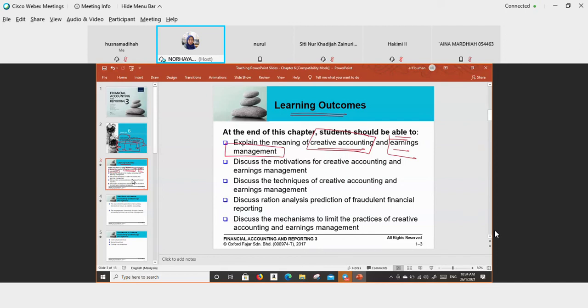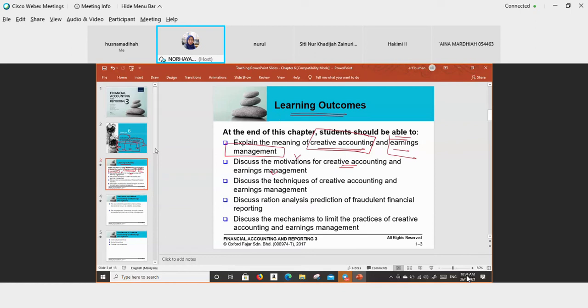Okay, so you are expected to understand. Explain the meaning of creative accounting and the earnings management. And then discuss the motivation. Why management do creative accounting? Why management manage the earnings? Okay, this is through this chapter lah. Okay, itu yang saya kata advanced part tu.